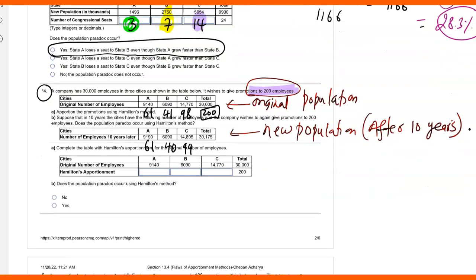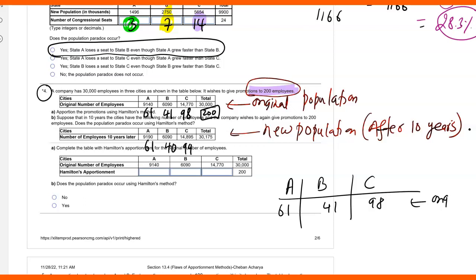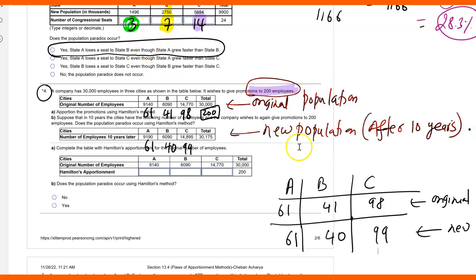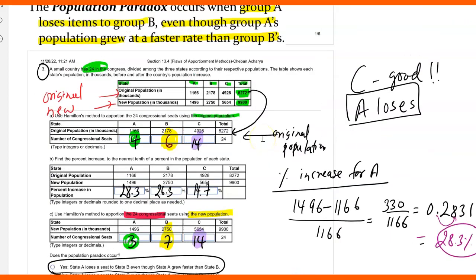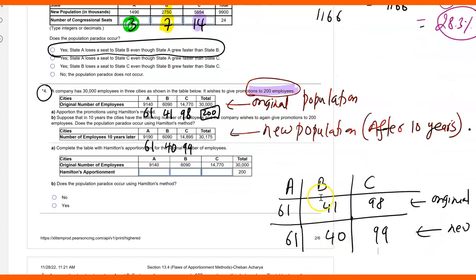Again, let me rewrite that here. For A, B, C: 61, 41, 98 for the original, and for the new population, for the same number of promotions, you get 61, 40, and 99. Now the question is, does any group lose the item? Yes, it looks like B loses the item. A is good here. A does not lose the item.